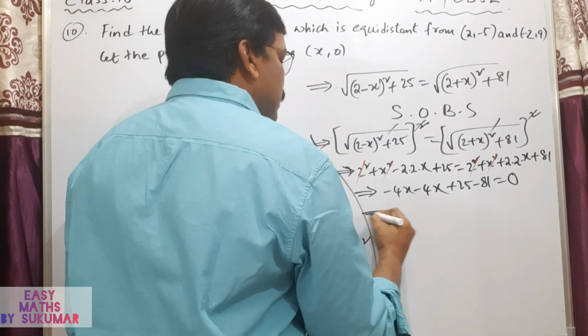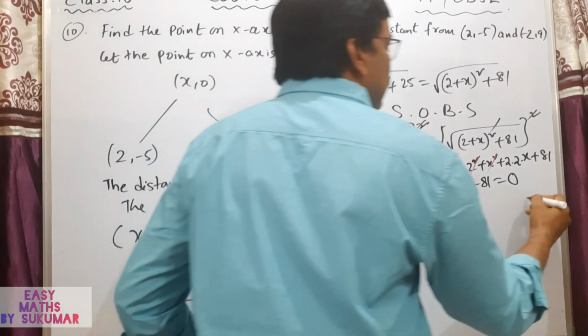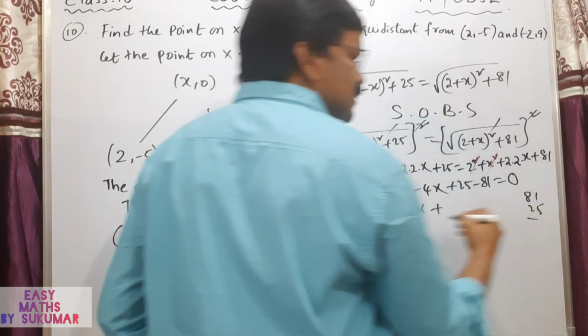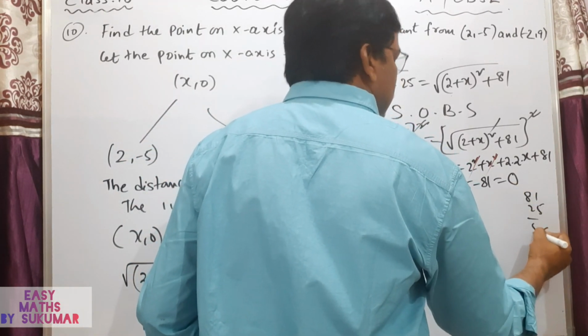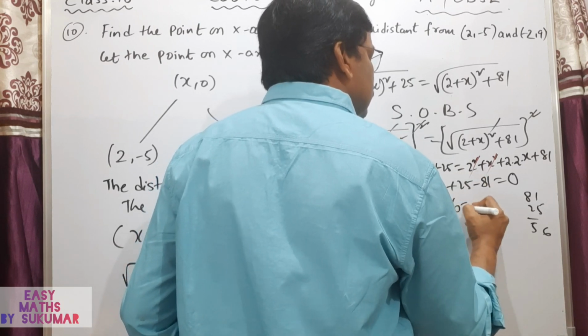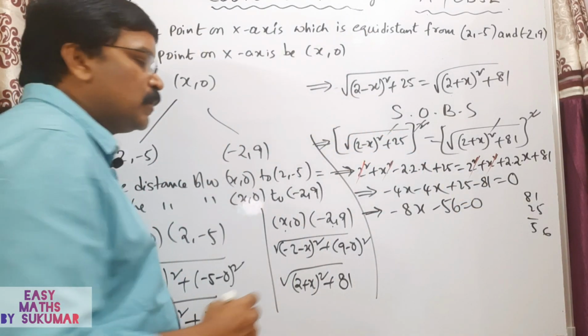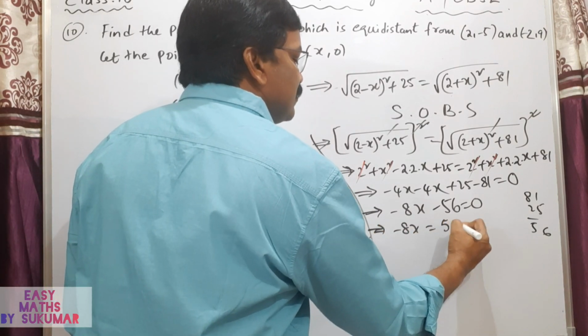So this implies minus 8x plus 81 minus 25. Let us subtract here. 11 minus 5 is 6, 7 minus 2 is 5. So this is minus 56. This is equal to 0. So my dear students, here minus 8x is equal to plus 56.